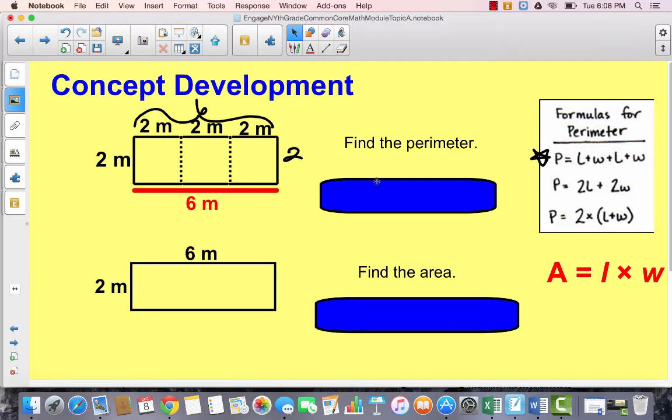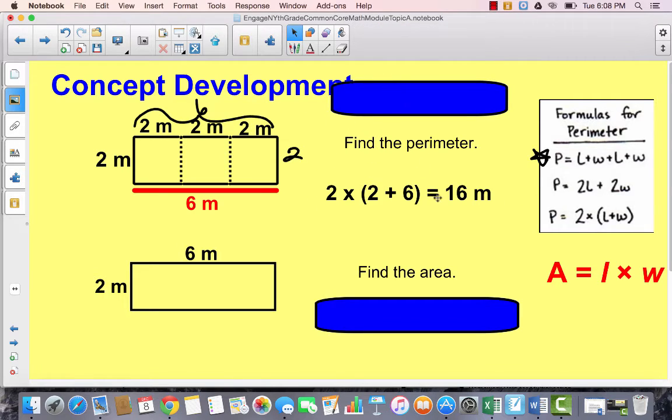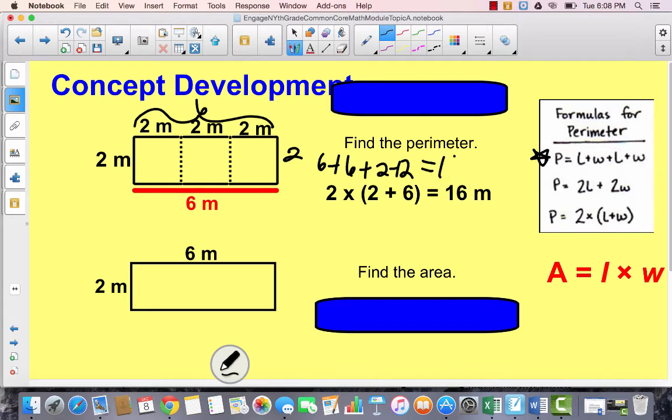All right, so you should have come up with a perimeter of 16. Now you'll see that I used a different formula. I used 2 plus 6, which is 8, and I multiply that times 2, but you could have said 6 plus 6 plus 2 plus 2, and that still would have got you 16 meters because this is 12 and this is 4, and 12 plus 4 is 16. Either one of these will get you the same answer.